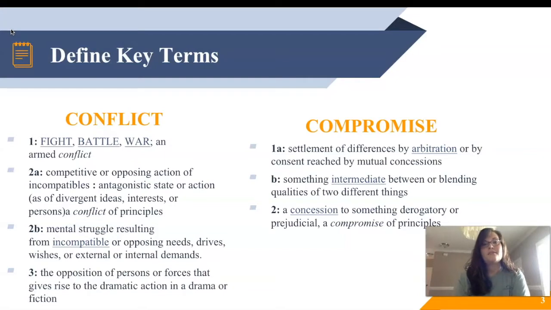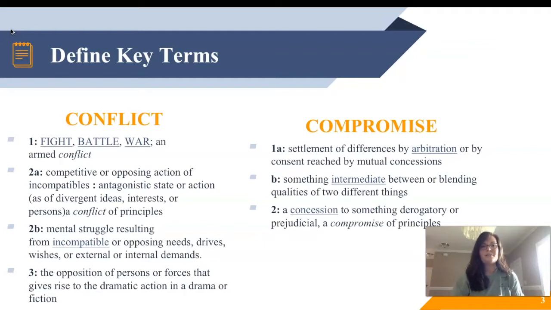When we look at the definitions of conflict and compromise, there are multiple ways that you can define these two terms. As we move through defining these key terms, it's important for you to really look at the multiple perspectives of these definitions, and then be able to form your own understanding of the definitions of conflict and compromise. The term conflict could be considered a fight, a physical fight, a battle, or a war, something like an armed conflict.